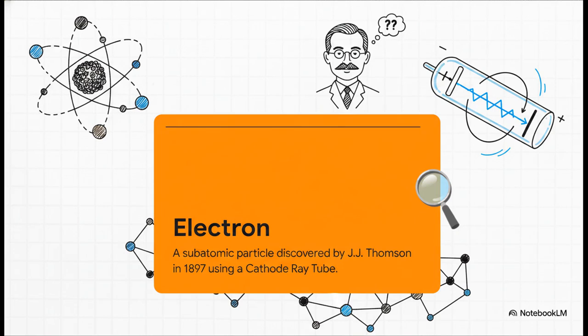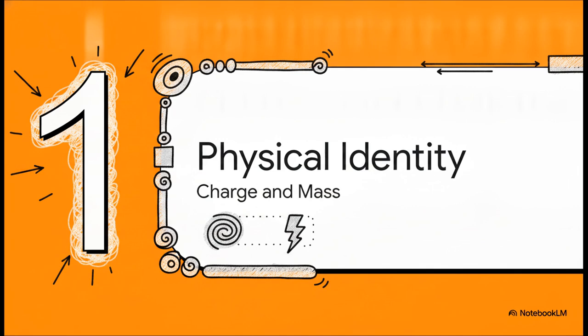It's a subatomic particle, and it is the foundational building block of literally every single atom in the entire universe. Now, we owe our knowledge of this tiny little marvel to a brilliant scientist named J.J. Thomson. Back in 1897, Thomson was messing around with a cathode ray tube, which is basically a sealed glass tube with all the air pumped out that shoots a glowing beam of light. And through that specific experiment, he brought this totally invisible, fundamental piece of our reality into the light for the very first time. All right, moving into Section 1, the physical identity, exploring charge and mass.